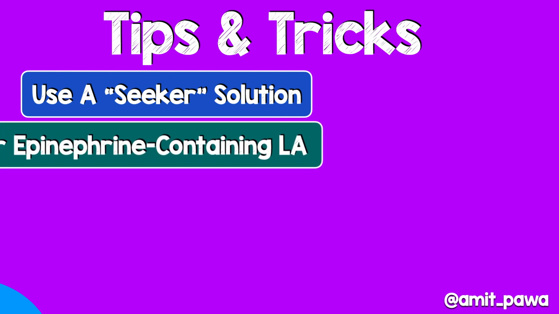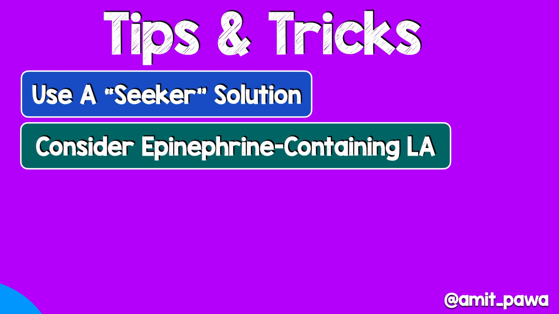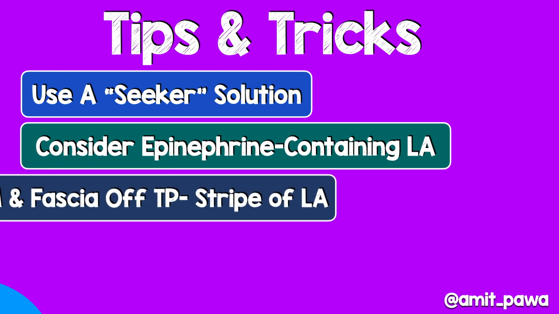But certainly using a seeker solution makes sense here. Because we're injecting large volumes of local anaesthetic and there is that concern about plasma absorption, consider using epinephrine or adrenaline-containing local anaesthetic solutions. There are many commercially available solutions that have 1 in 200,000 adrenaline as part of that mixture. That may be something you want to consider.